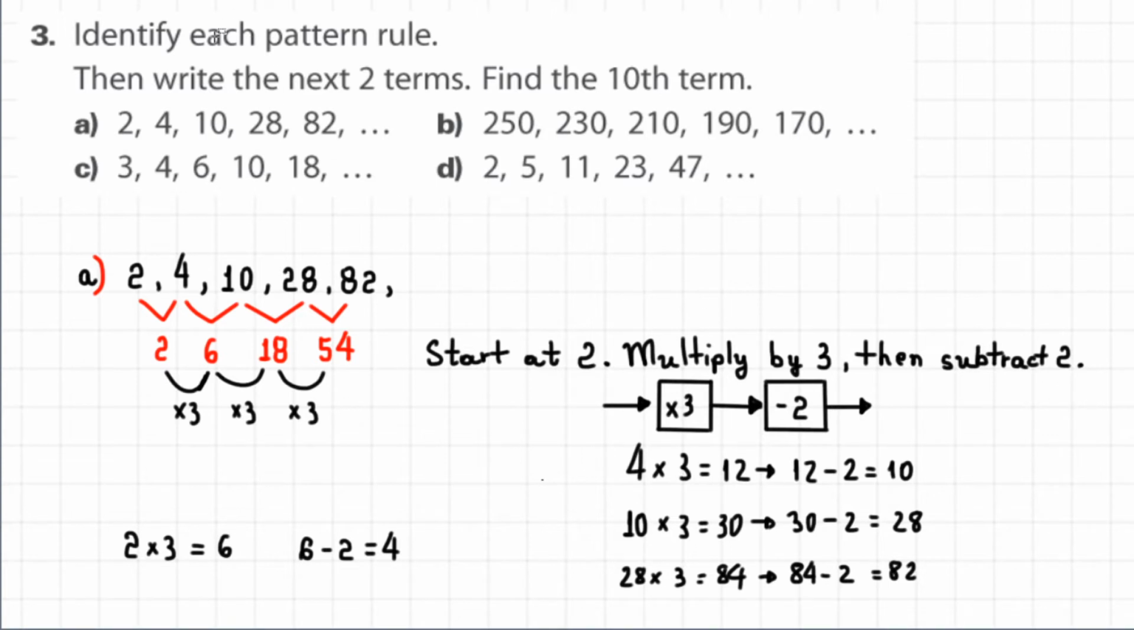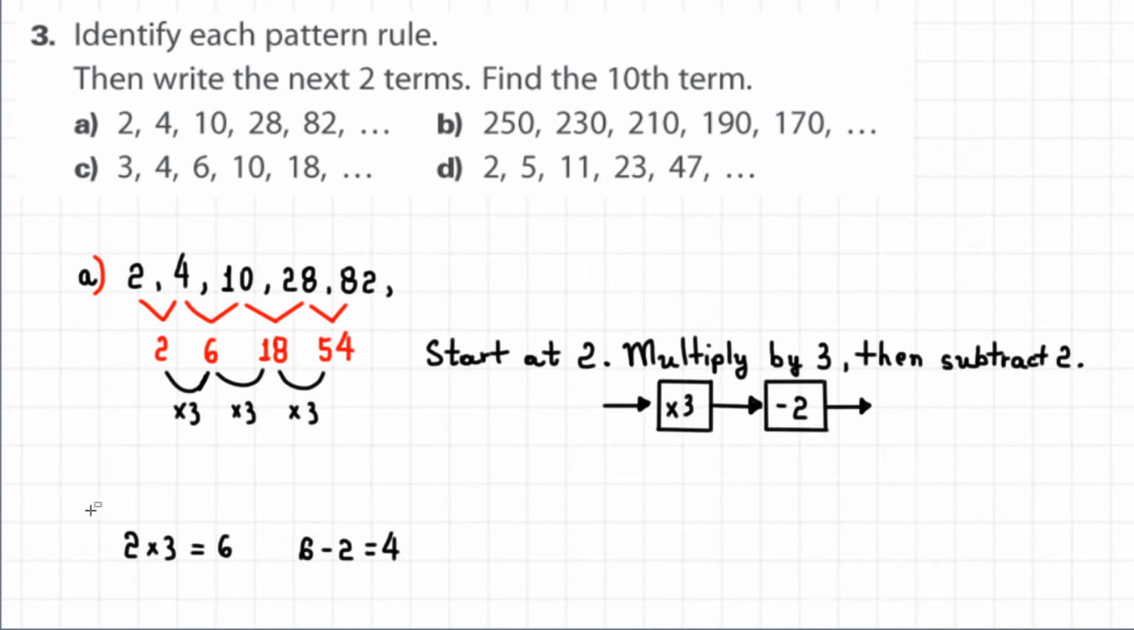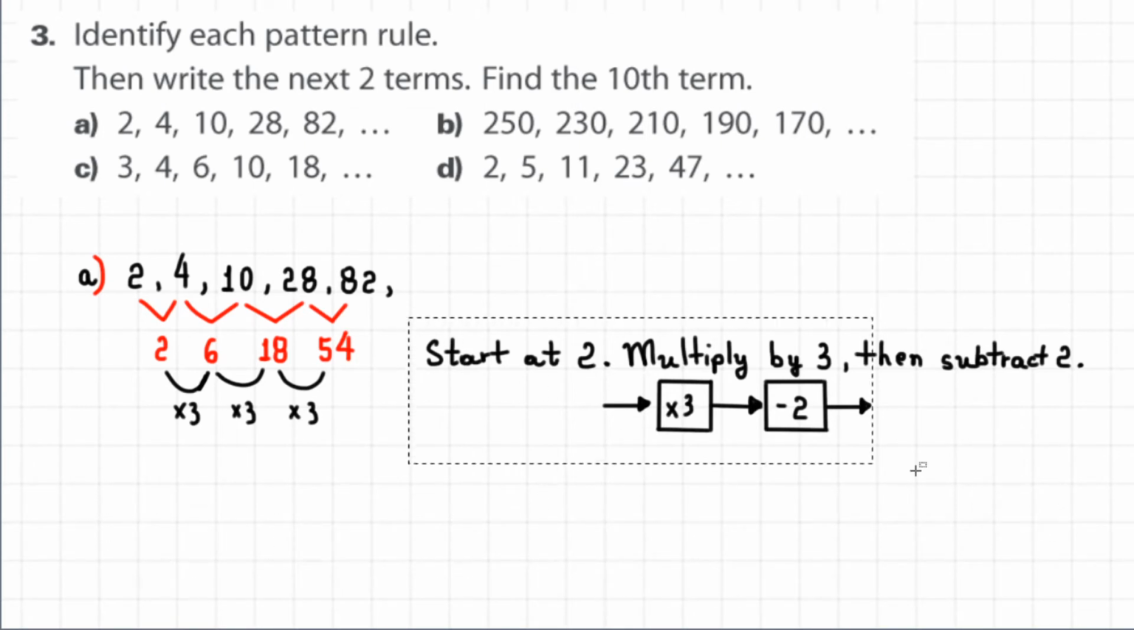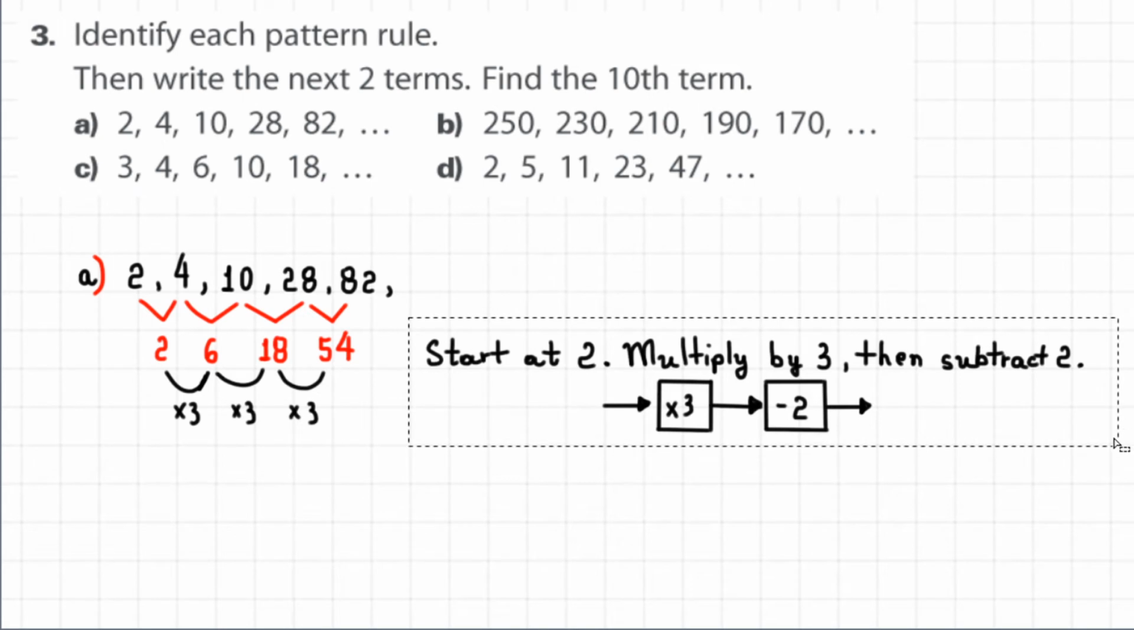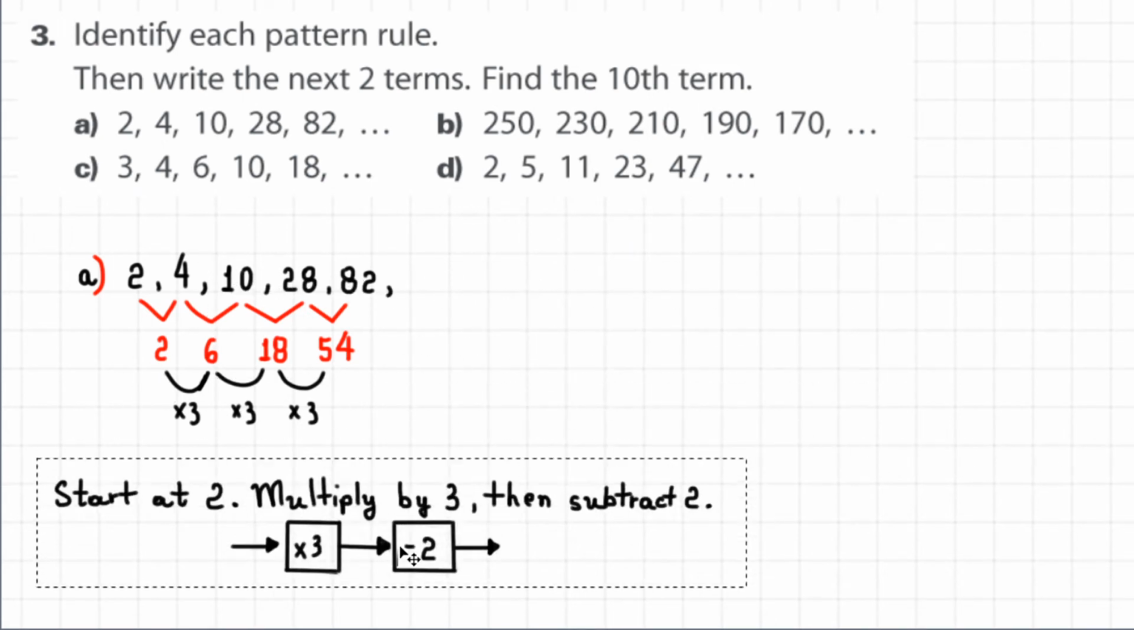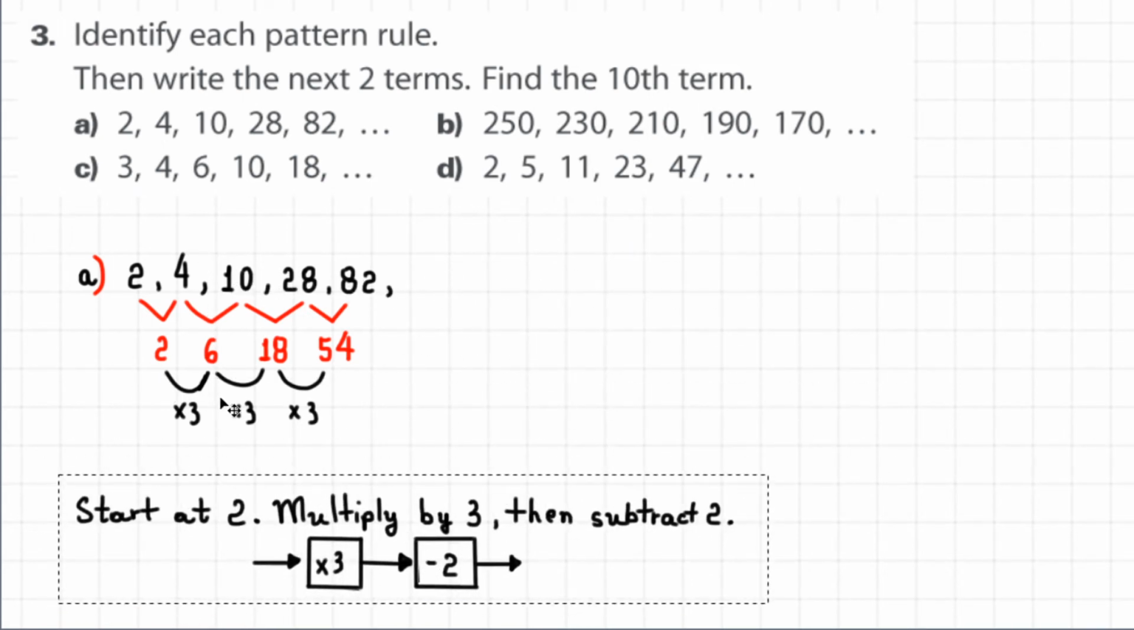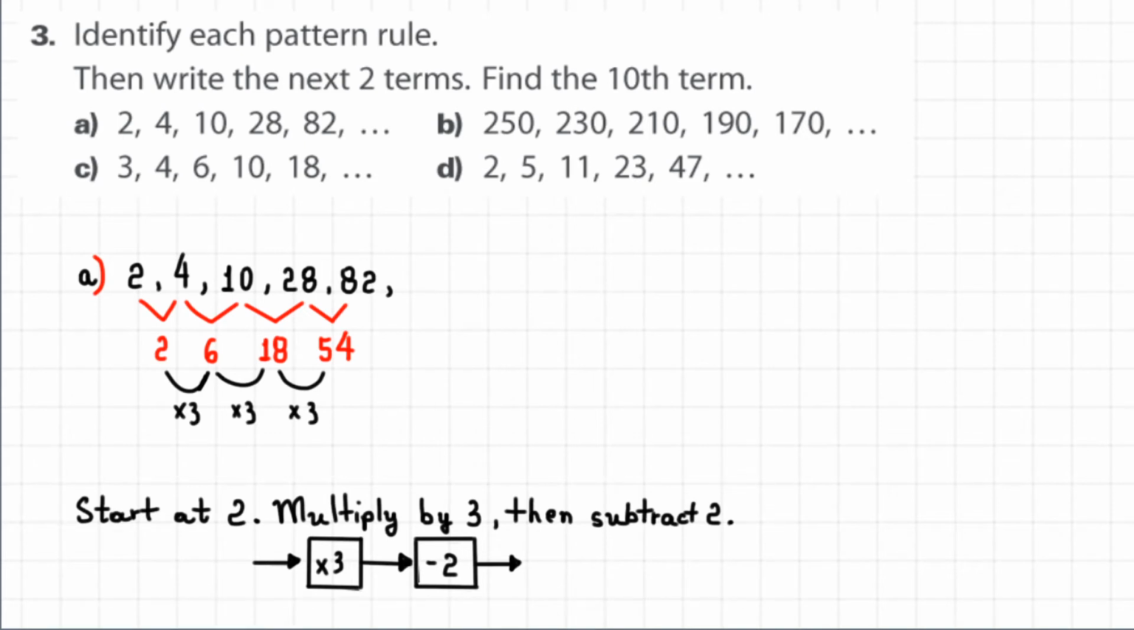Okay, let me erase this so we can have more space to continue. Okay, this is our pattern rule for part A. Let me put it here. We found the pattern rule. That is one of the things we should do. We should also write the next 2 terms. So let's find the next 2 terms. Let me put one here and one here.